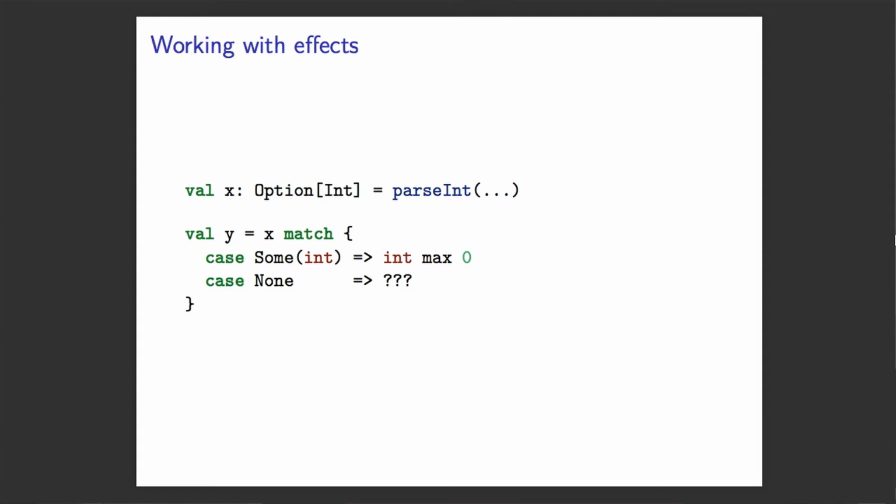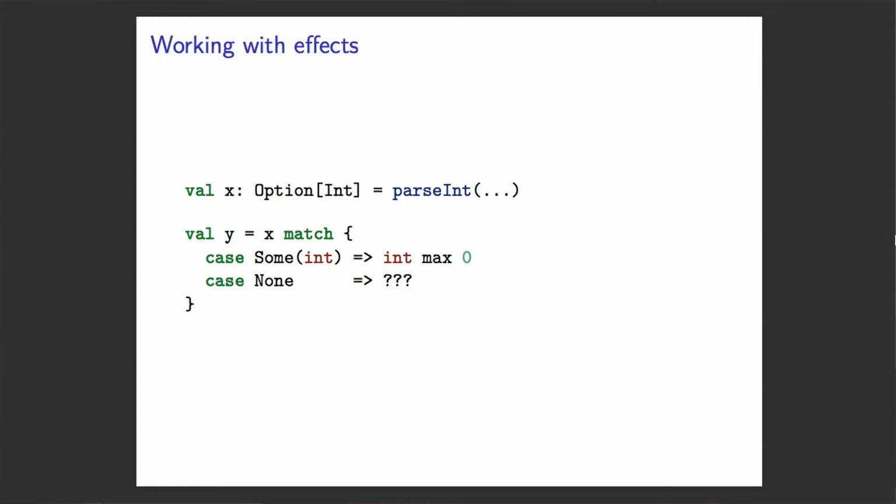Because we know it's an Option[Int], we can't just say x max 0, because that wouldn't type check. So we say, all right, if we have a some, which means we have the value, then I'll do int max 0. But now we have to handle this none case, right? We don't have null, we're pretending null and exceptions don't exist. So we can't really put null here. So what can we do?